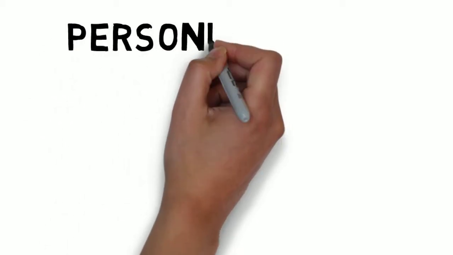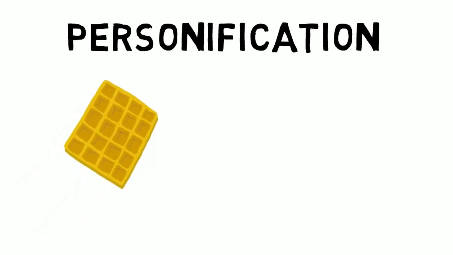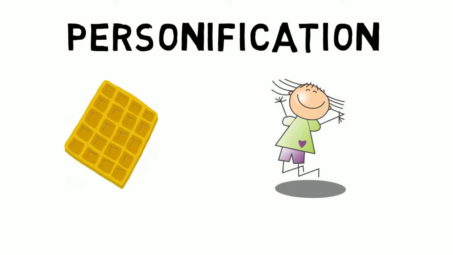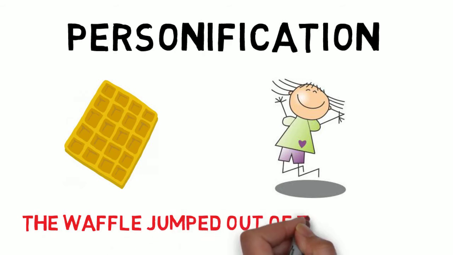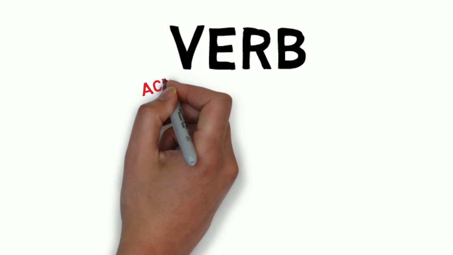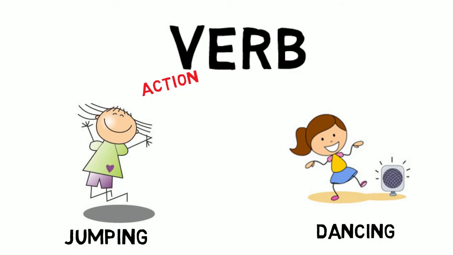What is personification? Personification is when you make an object, say for example a waffle, and have it do something only a human can do. For example, jump. Now you can combine them into the phrase, the waffle jumped out of the toaster. When using personification, it is the verb or action word that shows the human quality. For example, jumping and dancing are actions humans can do.